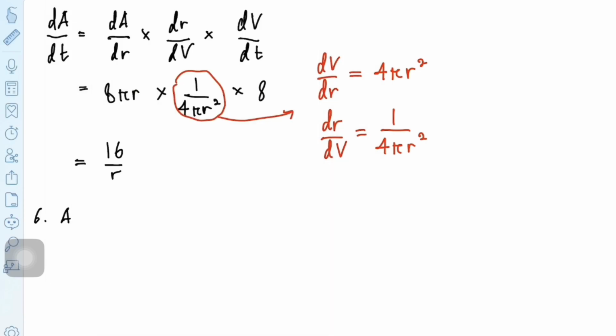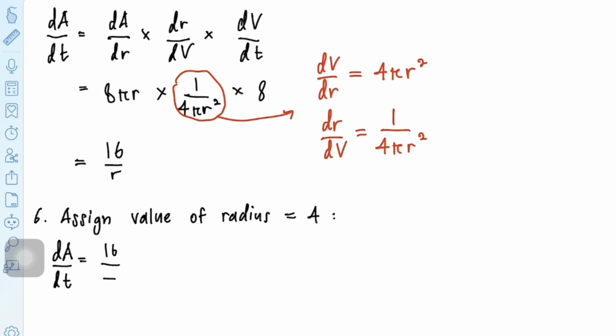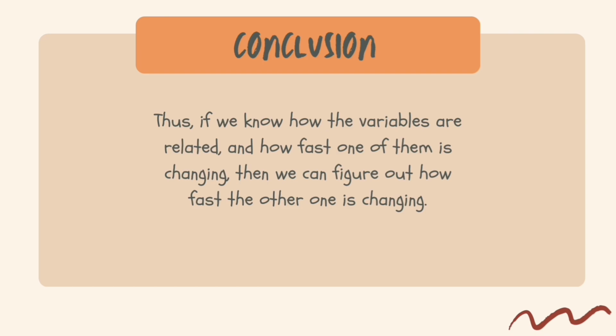The last step is to get the final answer, which is to assign the value of radius equals 4. Then 16 is divided by 4. So the final answer is 4 cm² per second. In conclusion, if we know how the variables are related and how fast one of them is changing, then we can figure out how fast the other one is changing.